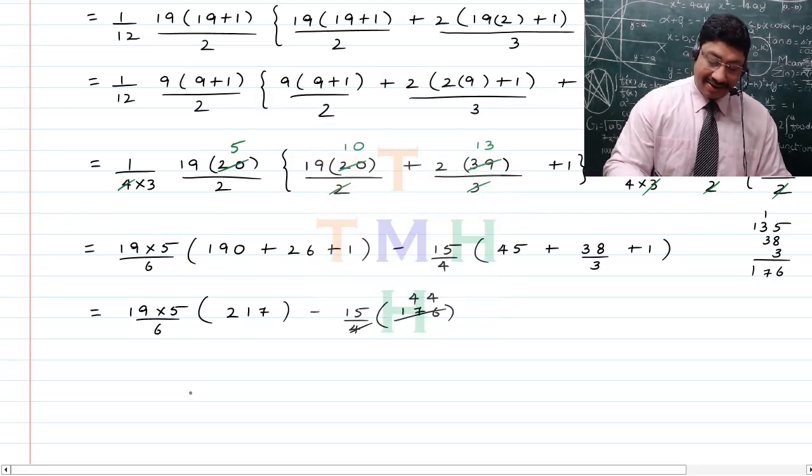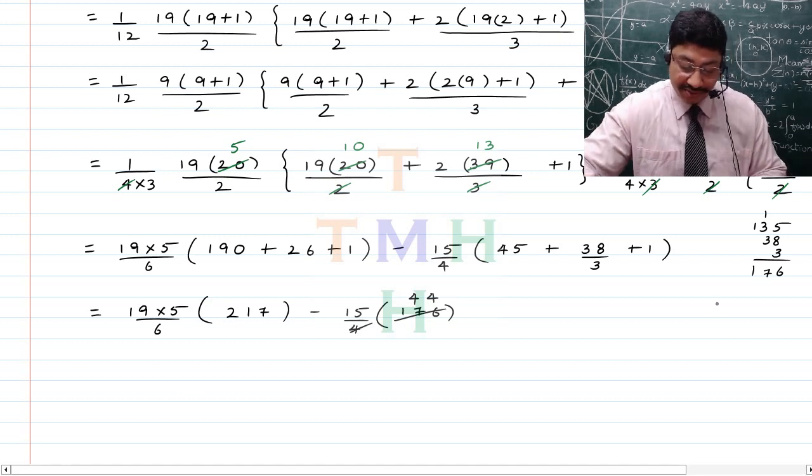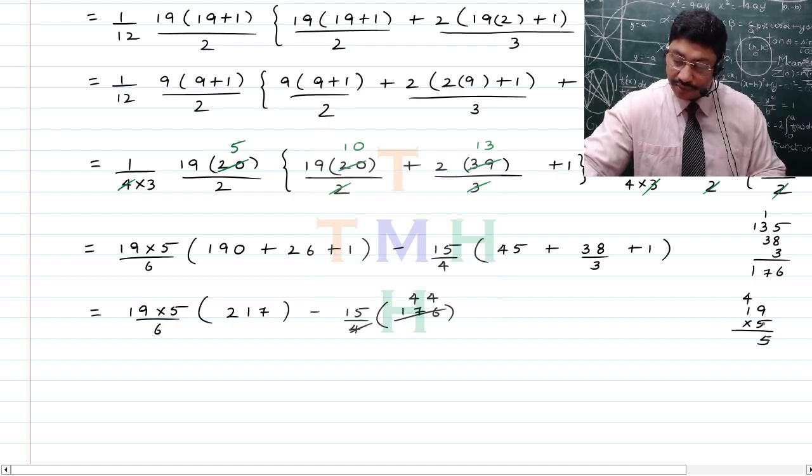So now let's calculate this long thing. This is going to become equal to 19 into 5, right? 5 9s is 45, and then we are left with 4. 5 1s are 5, 5 and 4 is 9, so this becomes equal to 95, right? And that is further to be multiplied with 217, right?